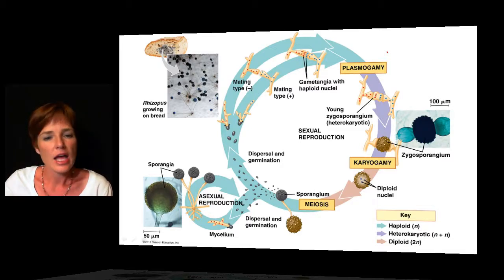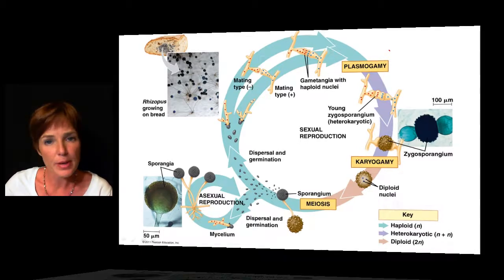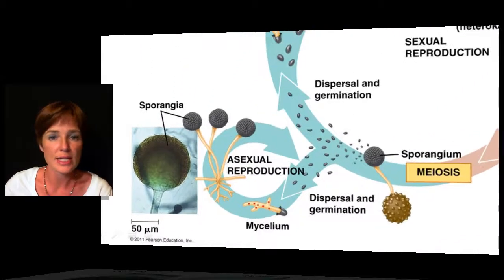So here we have a look at the typical life cycle for a Zygomycosis. If we start at the bottom here with just a typical mycelium growing on some type of food substance, as long as there is plenty of nutrients available, they are going to reproduce asexually. So as they reproduce asexually, they are just going to produce these structures called sporangia, and these sporangia will produce spores through the process of mitosis.